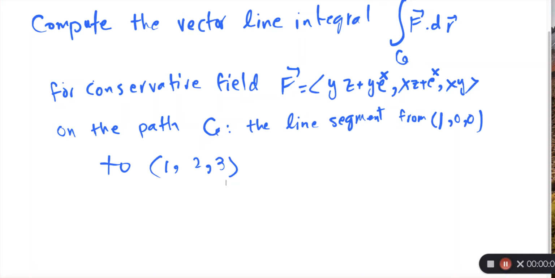So on this problem, we want to compute the vector line integral of F dot dr over curve C, and this vector field is the conservative field F equal to yz plus y e to the power x, and second component xz plus e to the power x, and the third component xy. On the path, that is a line segment from point (1, 0, 0) to (1, 2, 3).